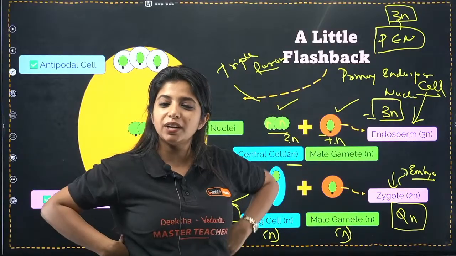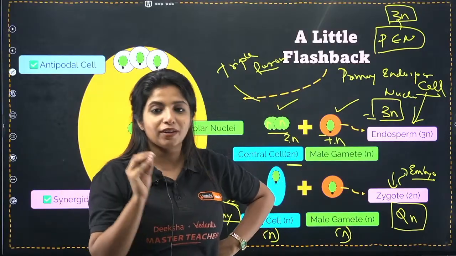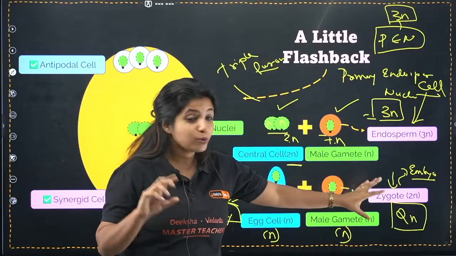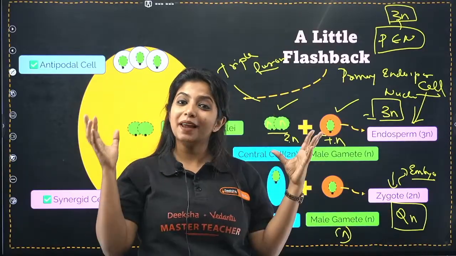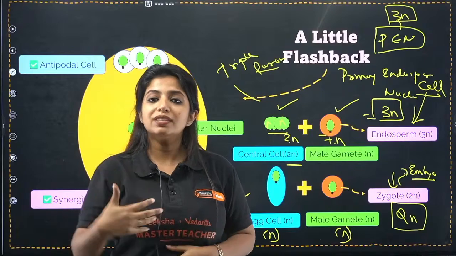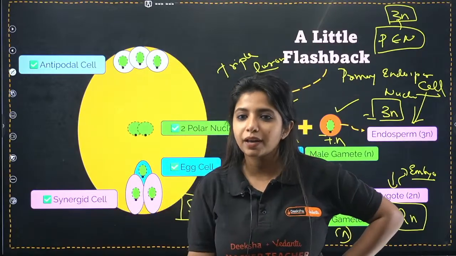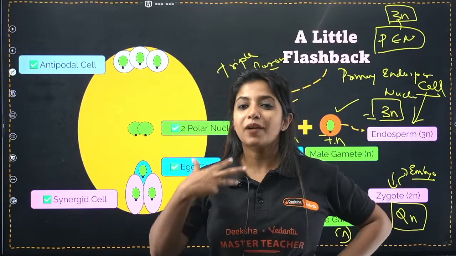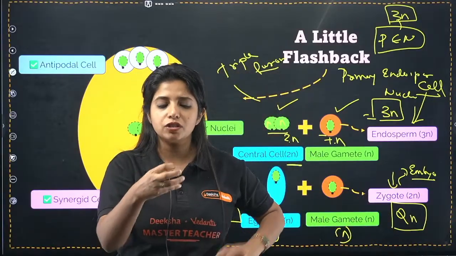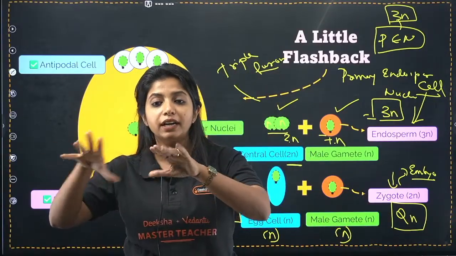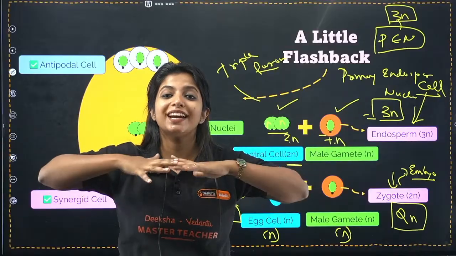Why was there a need for endosperm? The reason is that the zygote is a single cell. It has to form an embryo, and the embryo forms a new plant. That is how it goes on. Now, who is there to provide nourishment to this embryo? It is the primary endosperm cell. Each primary endosperm cell is going to divide and form a tissue known as endosperm.